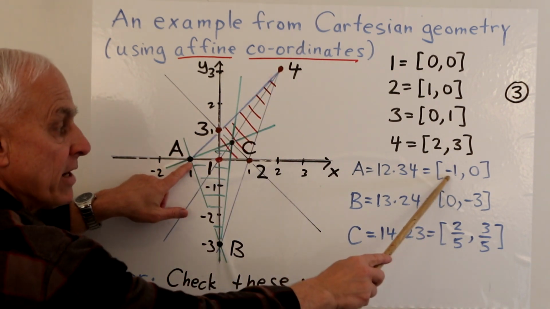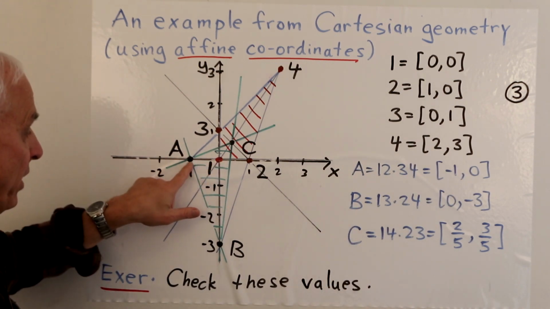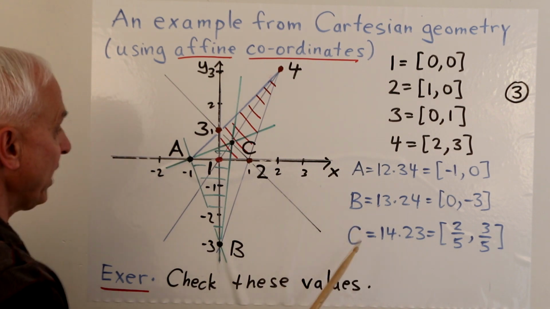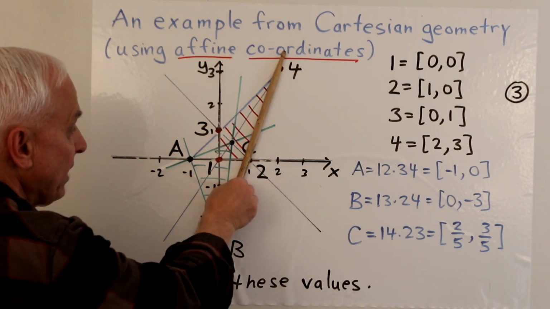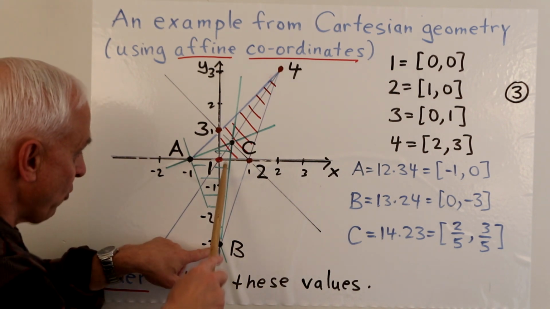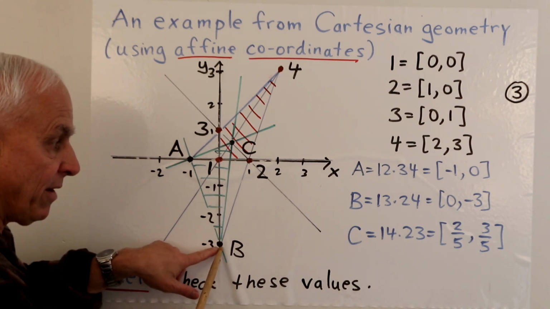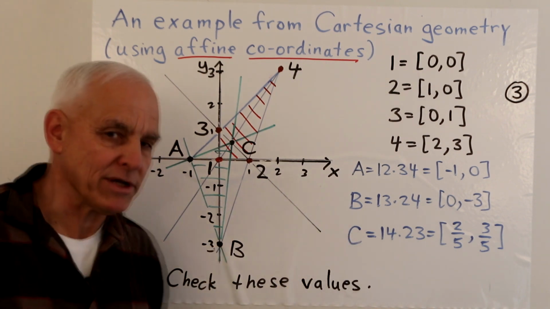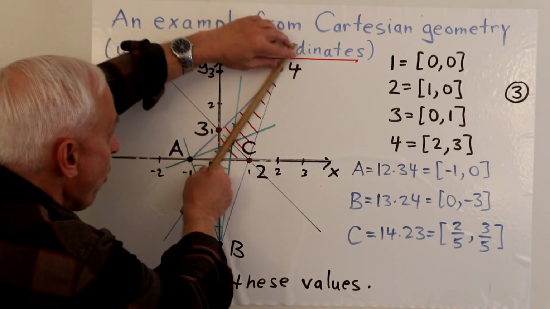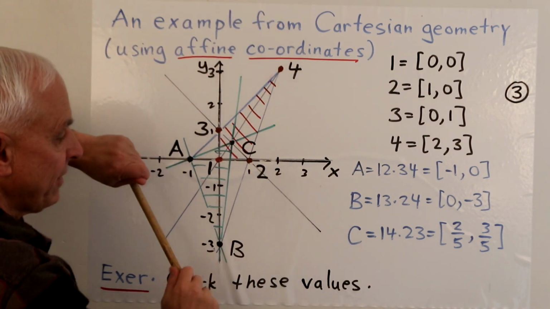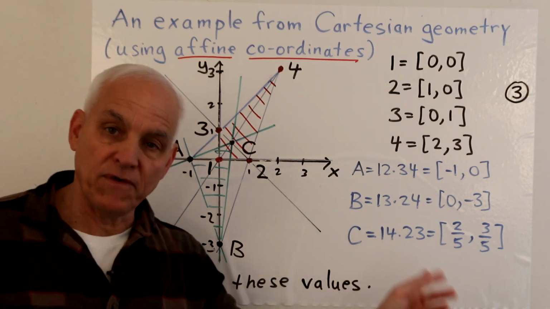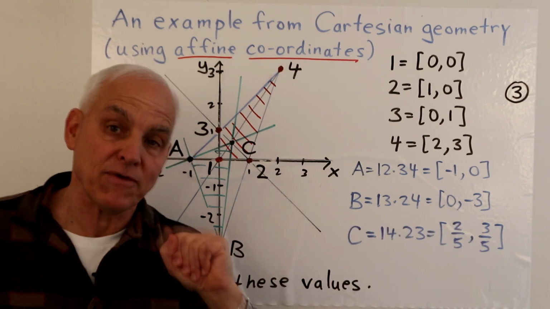And that turns out to be (-1, 0). So it's minus 1 in the x direction and 0 in the y direction. B, where 13 and 24 meet, is this point down here. And that's got coordinates (0, -3). And then a little bit more subtle, point C, which is right here, is where 14 and 23 meet. And that turns out to be the point with x coordinate 2/5 and y coordinate 3/5.